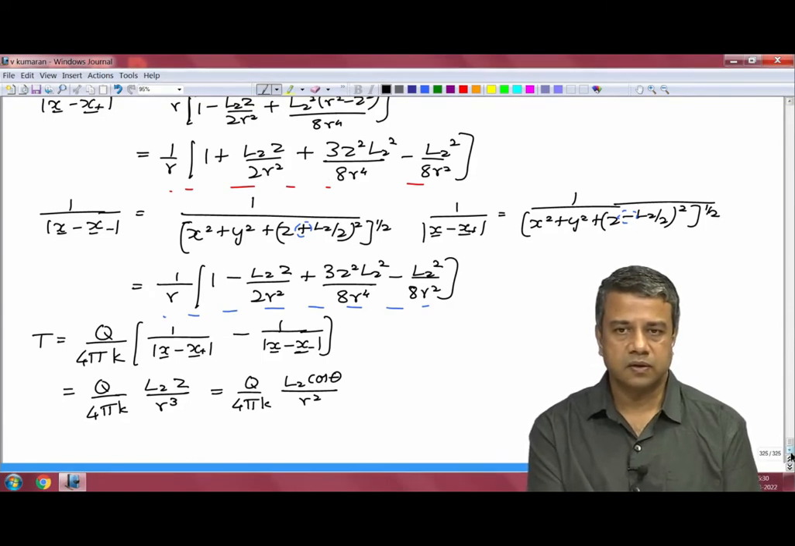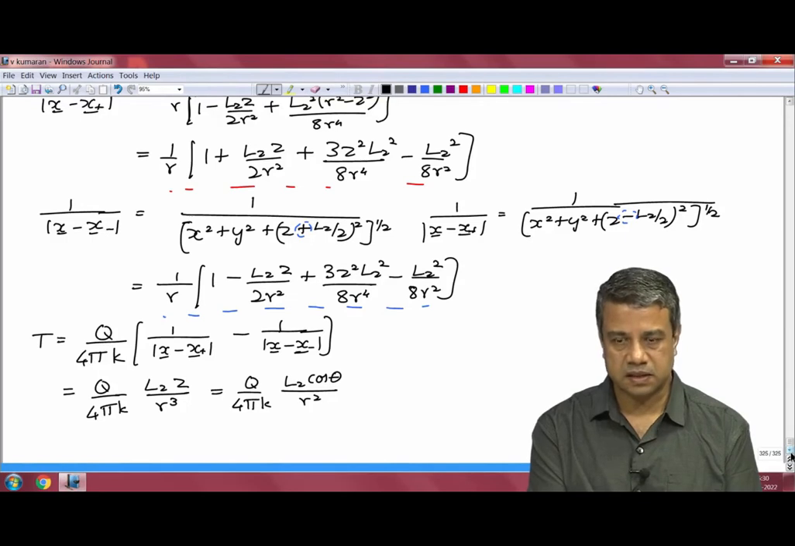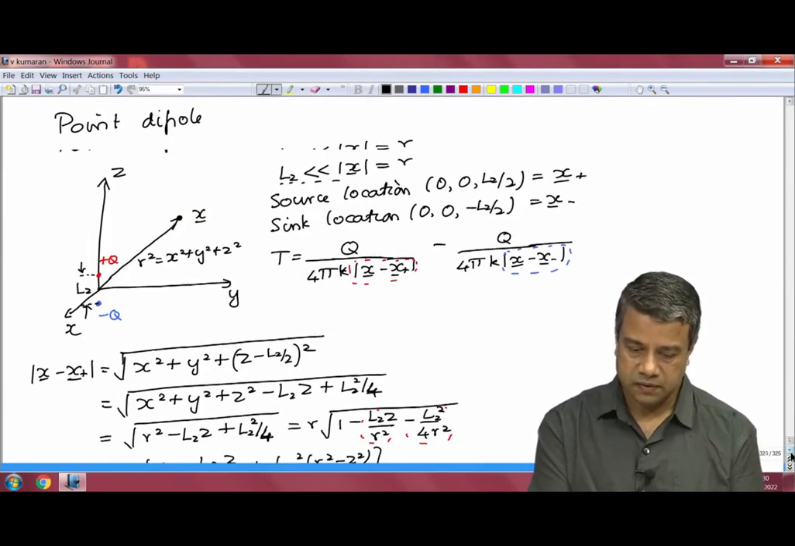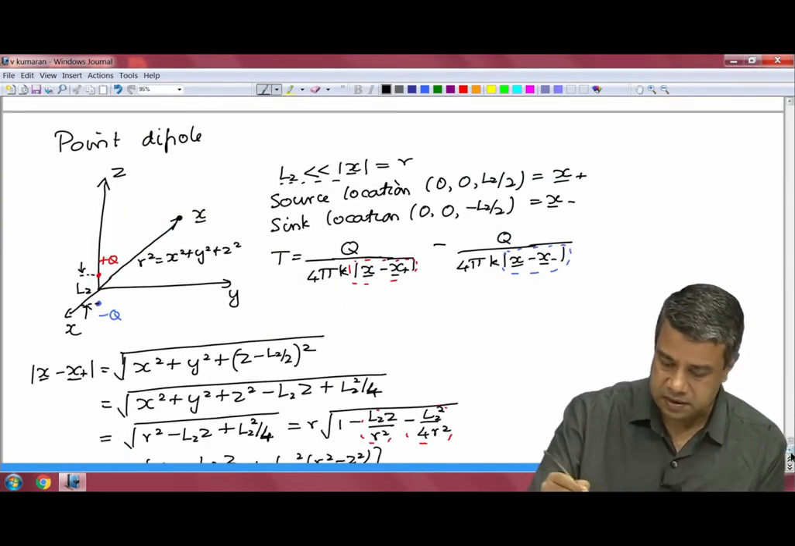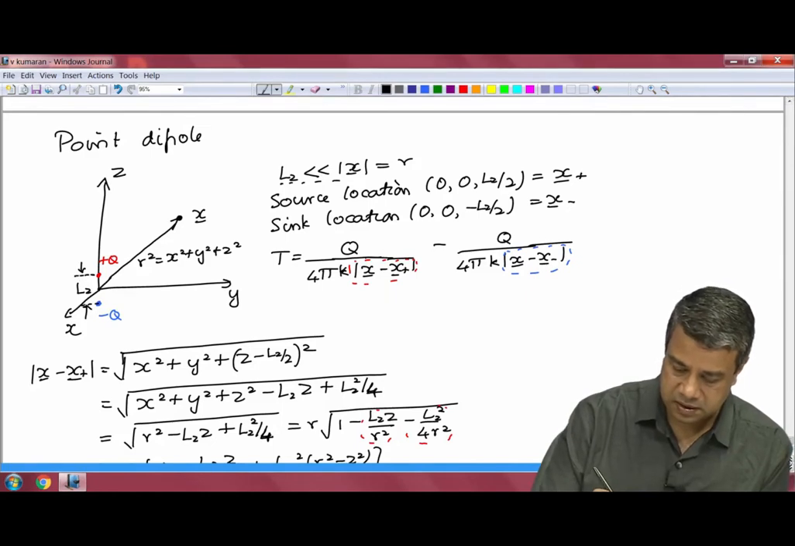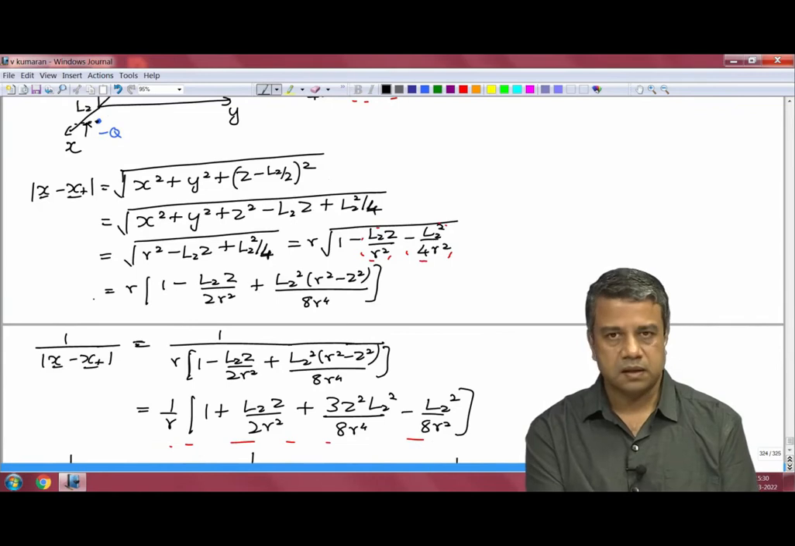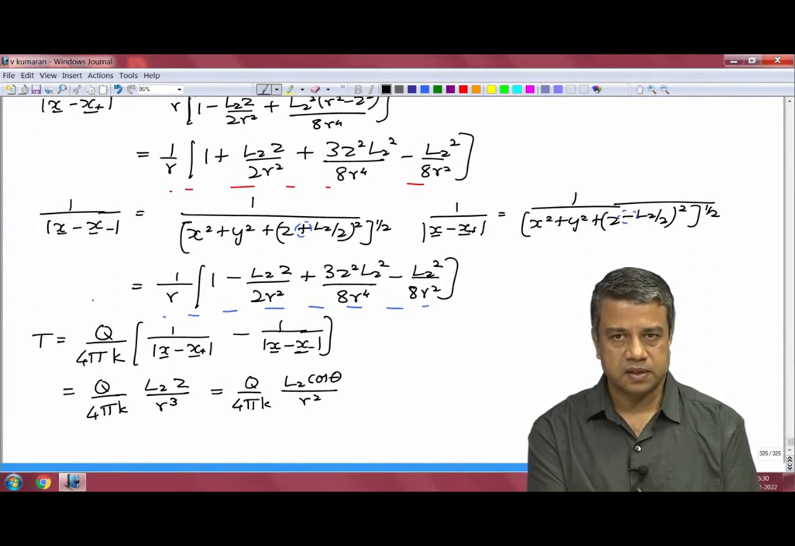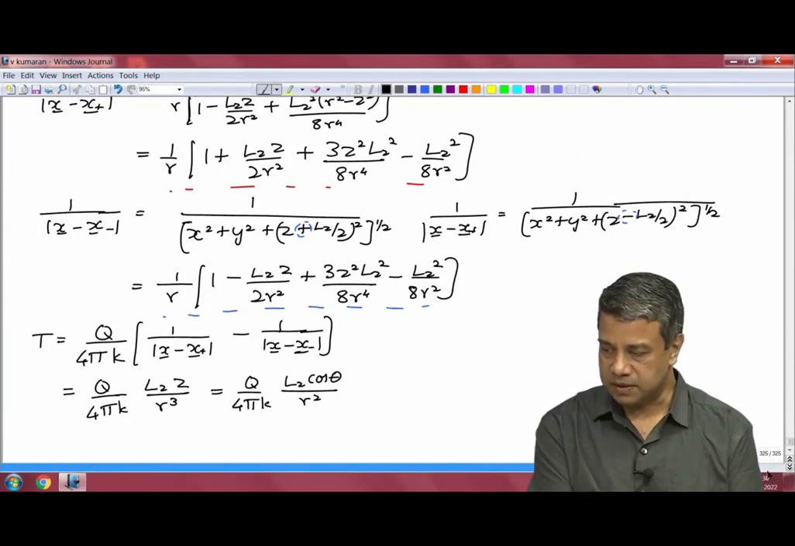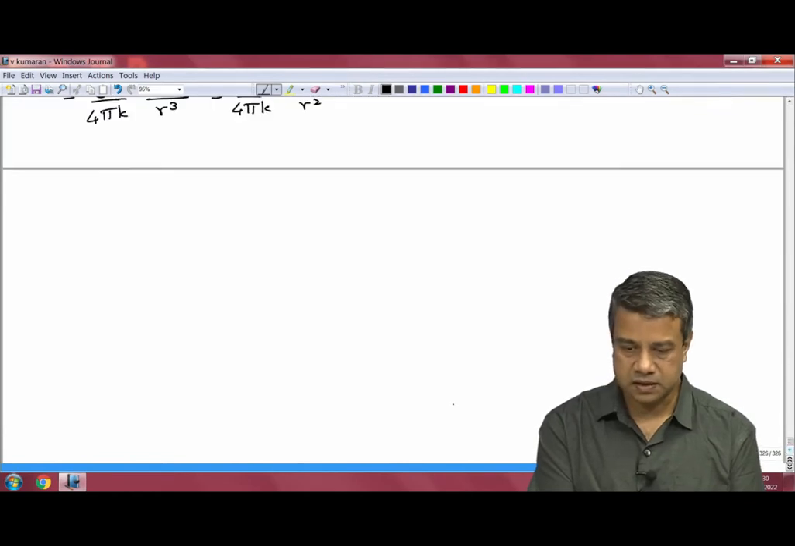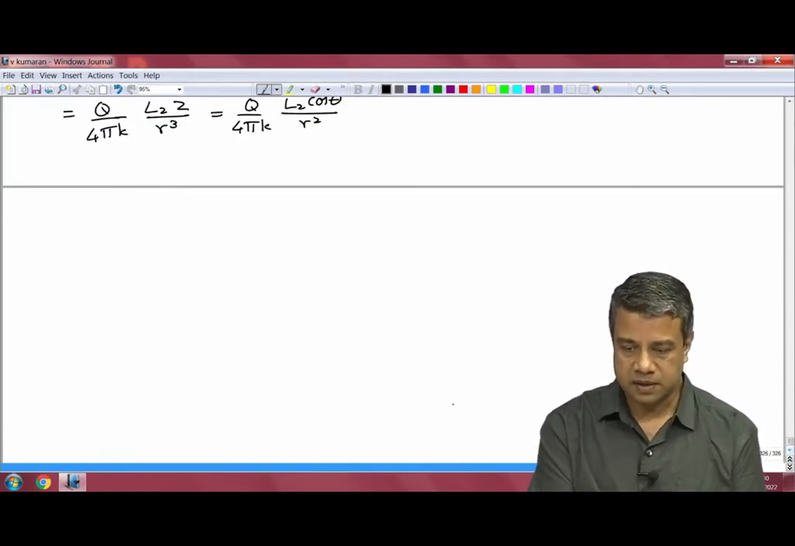This was for two points that are separated by a distance Lz in the z direction. Nothing special about the z direction. If I did the same calculation for the x and y directions, I would get similar results.